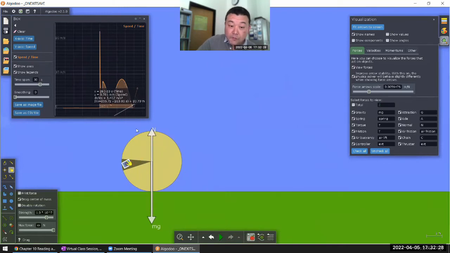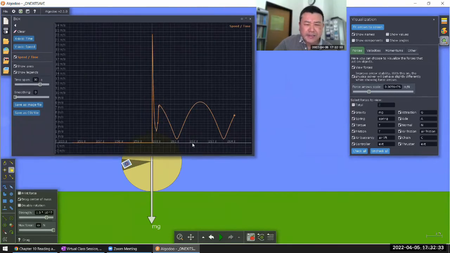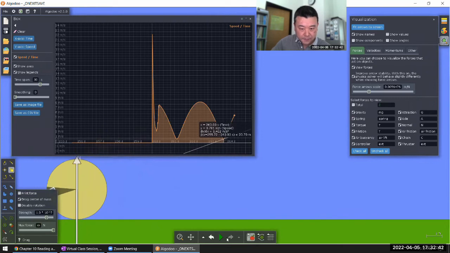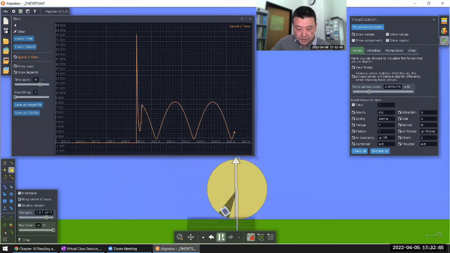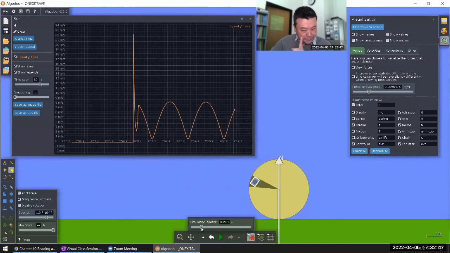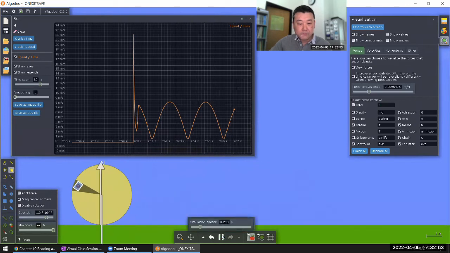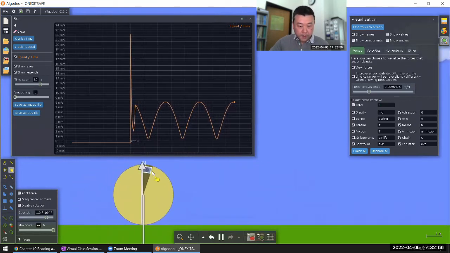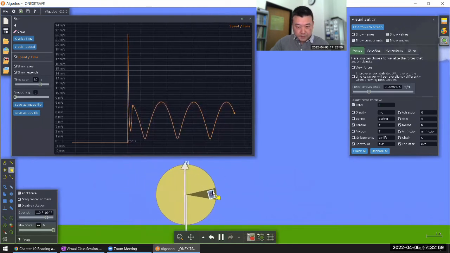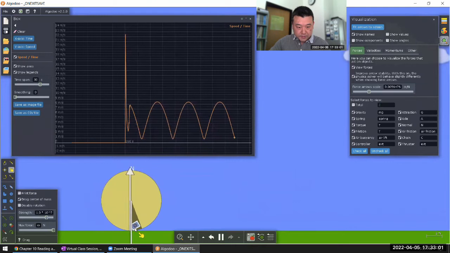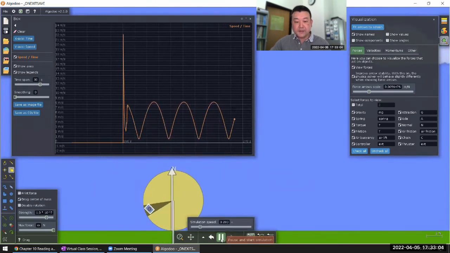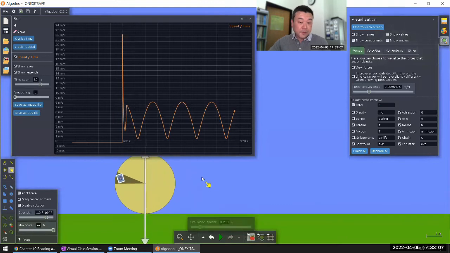So when we track its speed, this is plotting speed, there are points in the motion where it has practically zero speed. And if I let it roll much slower so that I have time to talk, you can see that the points of motion where the velocity of that point goes to zero is when that point is touching the ground there. And so that's rolling without slipping.